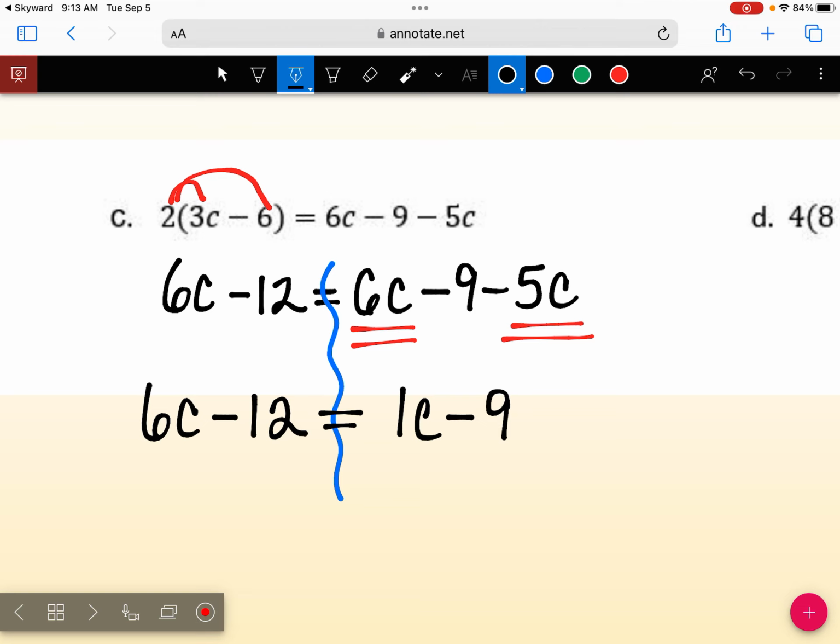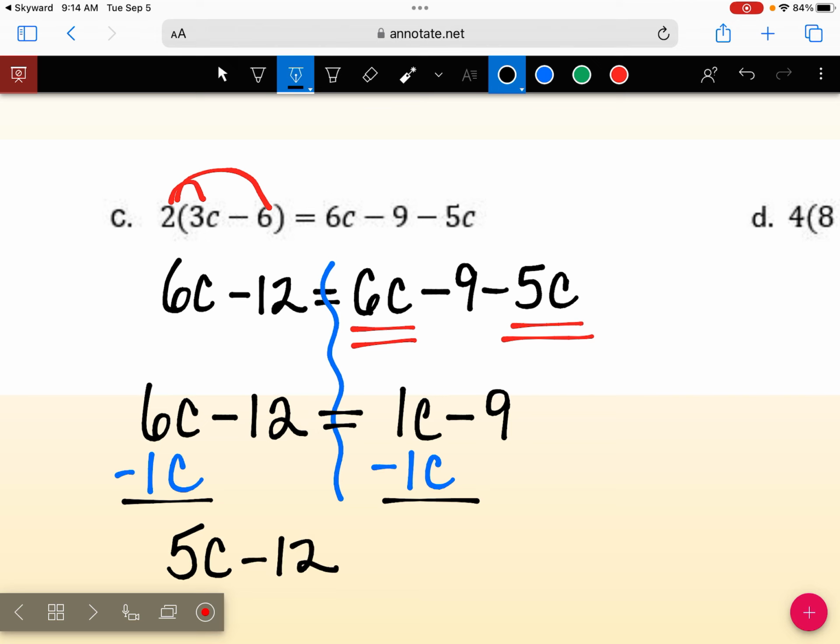So now we have a choice, and it doesn't matter which way we go. We can either subtract the 6c or we can subtract 1c. We get the same answer either way. Only because I'm trying to avoid a negative in this step, I'm going to subtract 1c from both sides. Go ahead and subtract it. And that gives you 5c minus 12 equals negative 9.